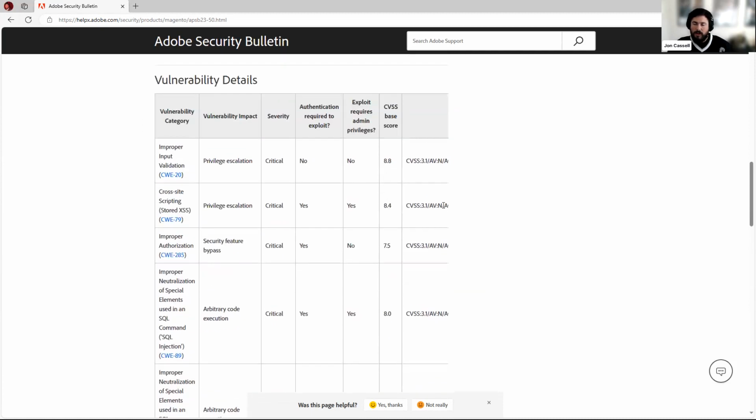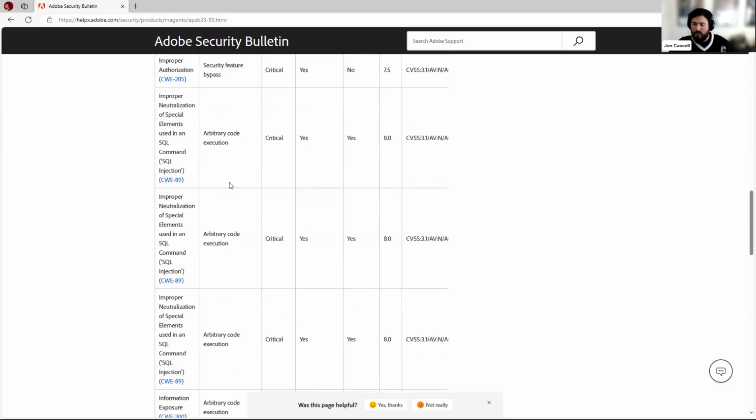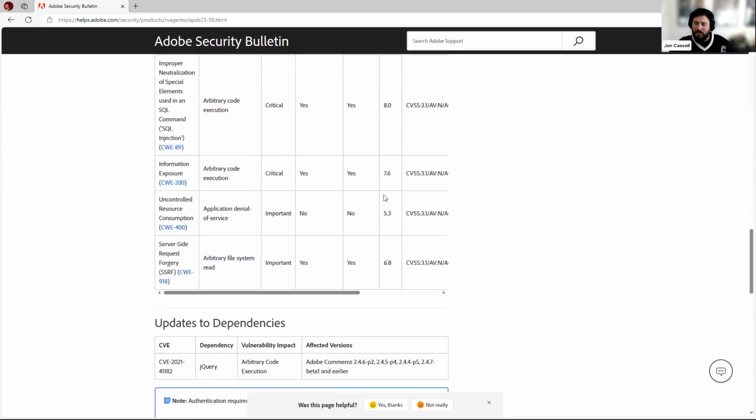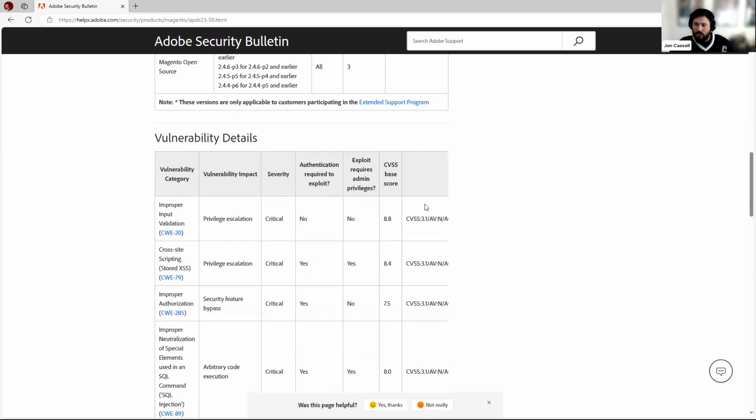There are a number of different ways, or categories rather, that these vulnerabilities stem. So we've got improper input validation, cross-site scripting, improper authorization. I won't go through every single one of them, but I am actually going to highlight the ones that have the higher CVSS score. So that one at the very top, improper input validation, could lead to privilege escalation. It was rated critical by Adobe, so we are going to take their word for it. And it does correlate with the CVSS score.